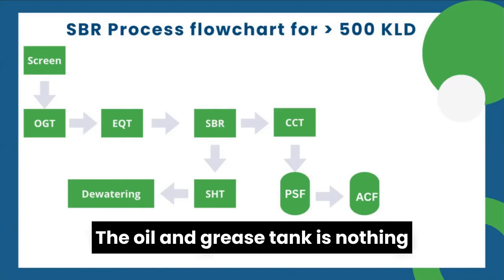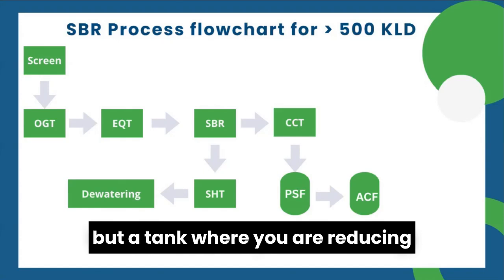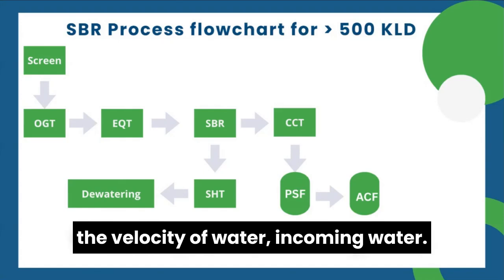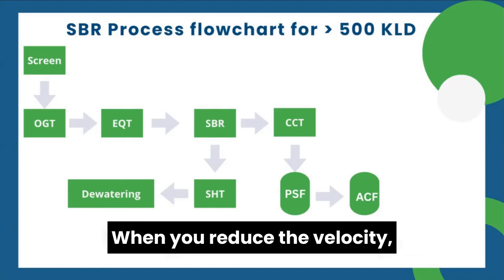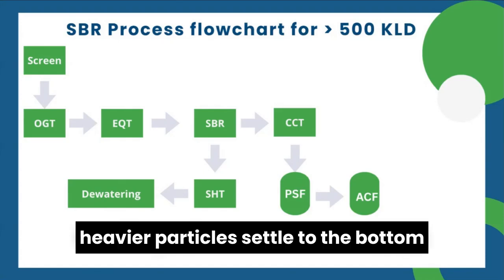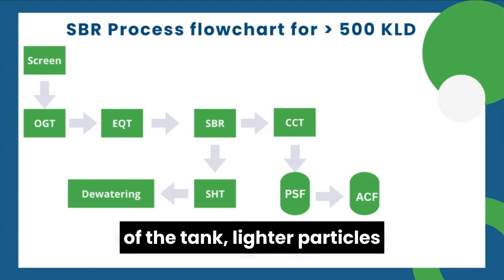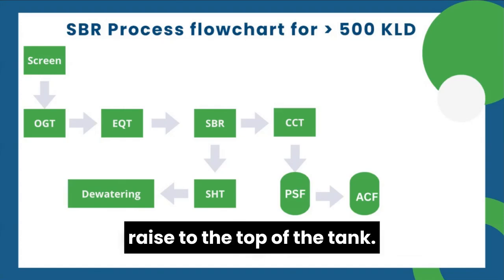So oil and grease tank is nothing but a tank where you are reducing the velocity of water, incoming water. When you reduce the velocity, heavier particles settle to the bottom of the tank, lighter particles rise to the top of the tank.